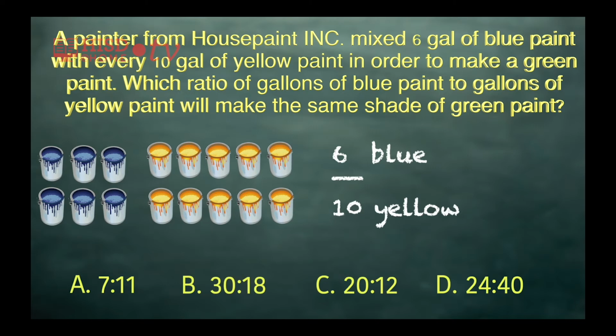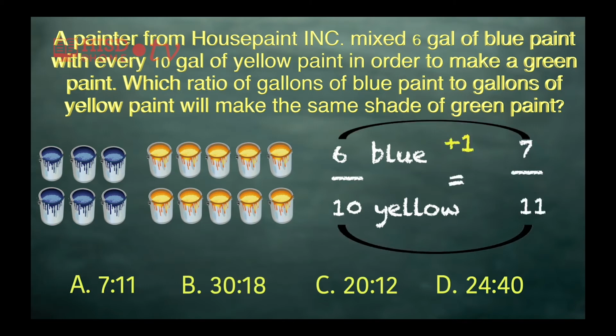Let's look at the first answer choice. So the first answer choice says 7 to 11. And I think I know what they did. They just basically added 1 to 6 and added 1 to 10 to make 7 to 11.